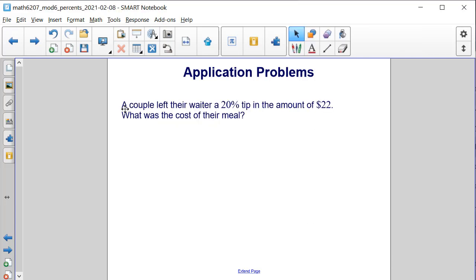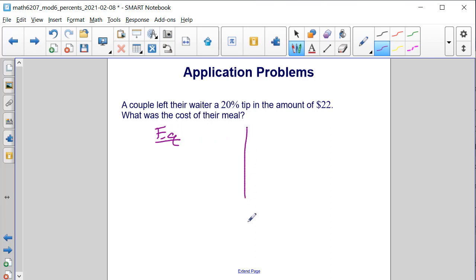Let's try an example. A couple left their waiter a 20% tip in the amount of $22. What was the cost of their meal? Again, we can solve the problem in two ways. We'll do the equation way over here and the proportion way over here. So if we were doing the equation, a couple left their waiter a 20% tip.